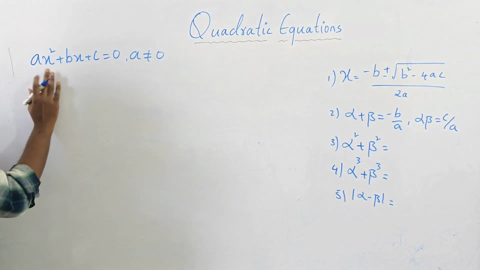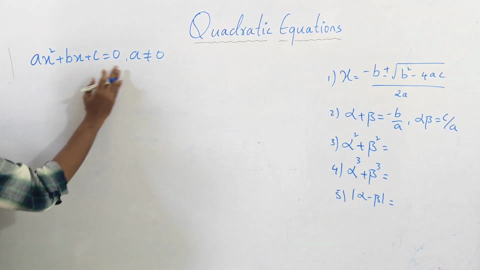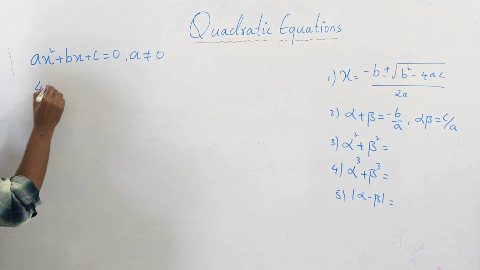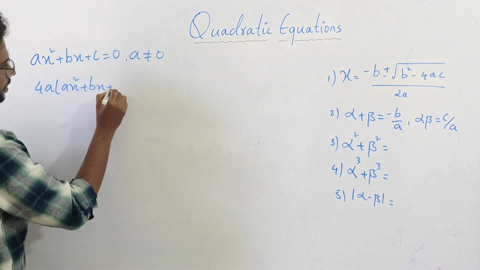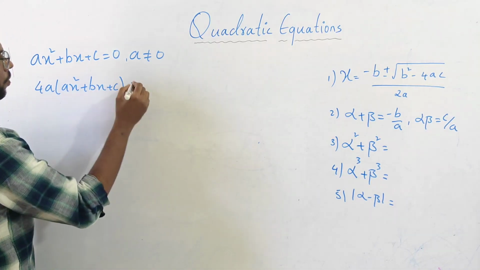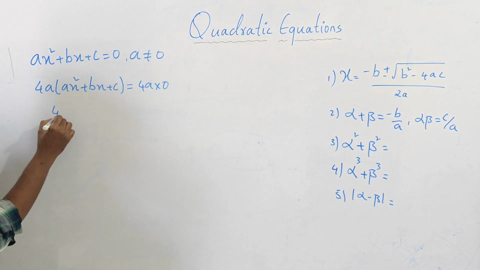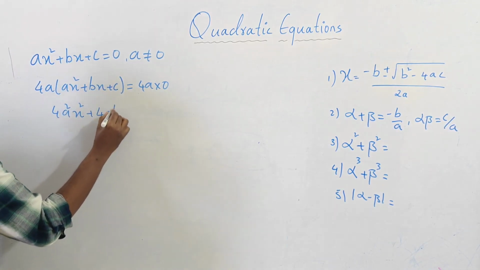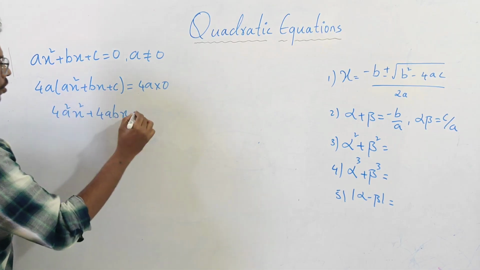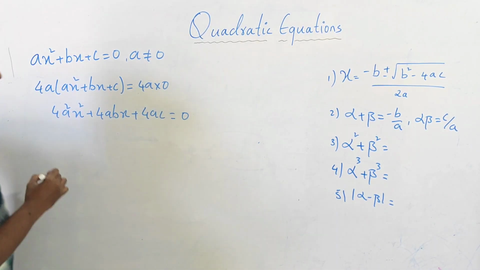What I will do for this quadratic equation is multiply 4a on both sides. So I get 4a into (ax square plus bx plus c) equal to 4a into 0. Multiplying, we get 4a square x square plus 4abx plus 4ac, which is equal to 4 into 0, that is 0.